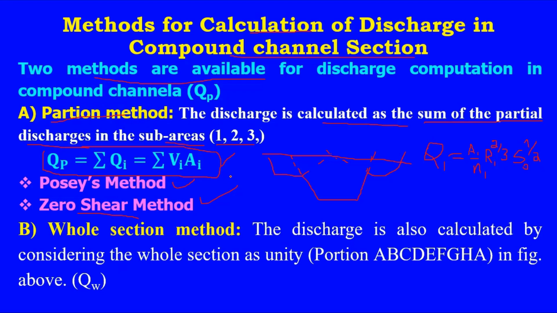And in the whole section method, the discharge is also calculated by considering the whole section as a single unit, A, B, C, D, E, F, G, H, A. All subsections as in the figure previously, you will add, then finally you can reach the point. So once you have this, in the whole section method you need to have an equivalent roughness. So this will not be N1, N2, but an equivalent roughness should be computed.